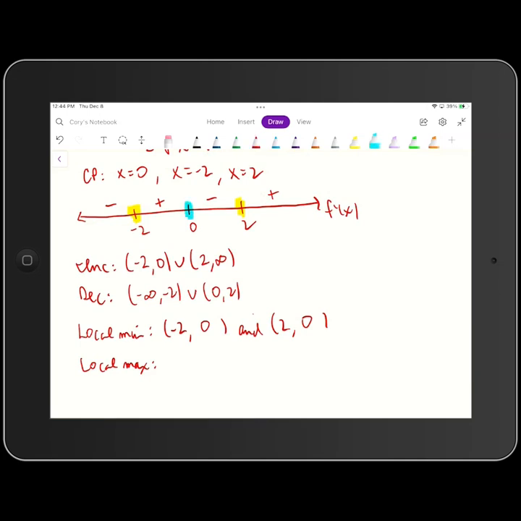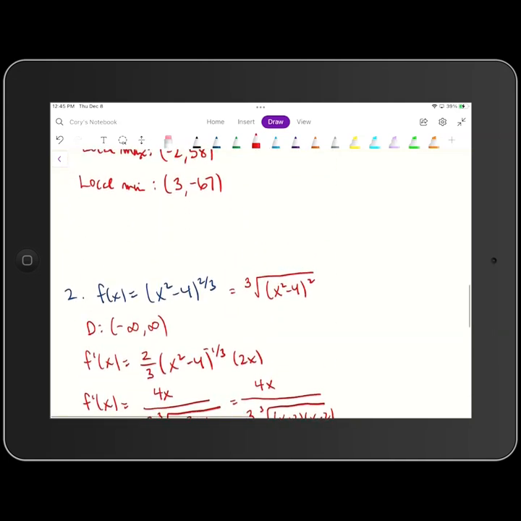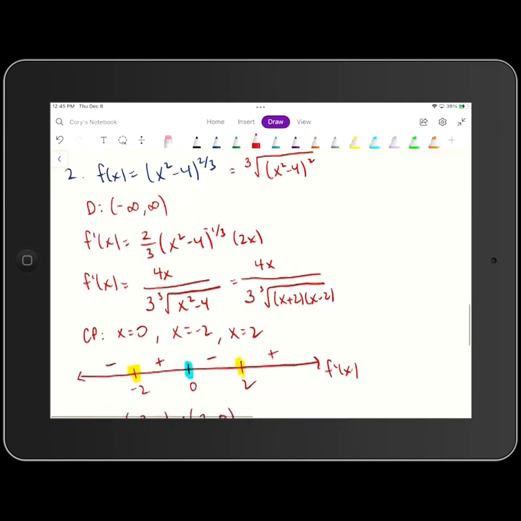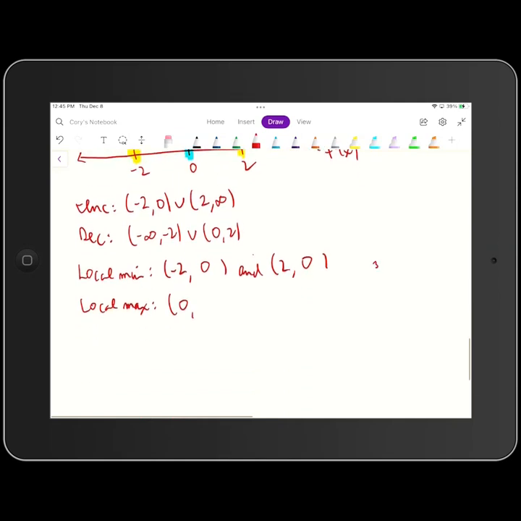And then our function has a local max where the derivative changes sign from positive to negative. The derivative changes sign from positive to negative at x equal to 0. So we go to our original function. When we plug 0 into the original function, we're going to get (-4) to the 2/3 power, which is essentially the cube root of 16, which we can break up into the cube root of 8 times the cube root of 2, which winds up becoming 2 times the cube root of 2. Okay, so that is where our function is increasing, decreasing, and where it has local minimums and local maximums.